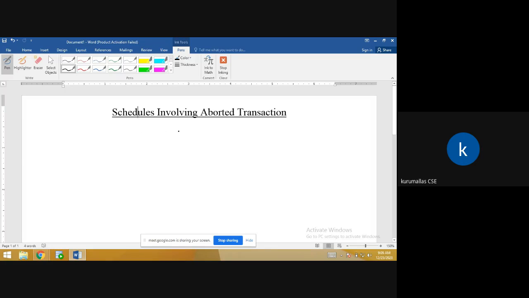Here, scheduling involving an aborted transaction means, if you consider two transactions T1 and T2, in T1: read of A, A equal to A minus 100, write that value. After the completion of T1, we have to start T2: read of A, A equal to A plus A into 6 by 100, write of A.